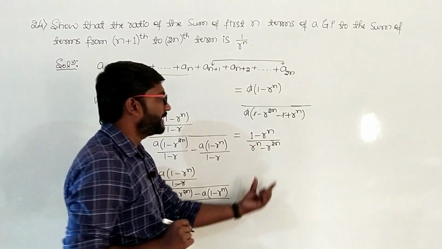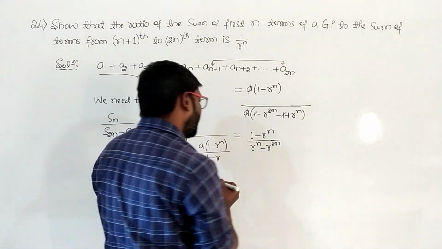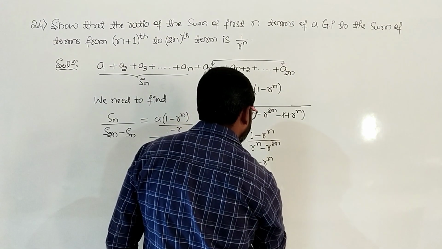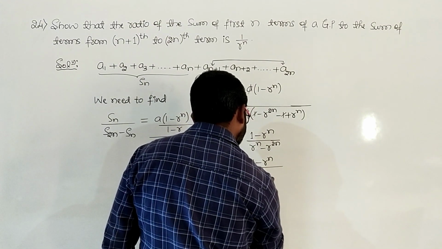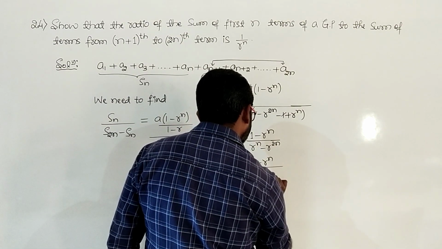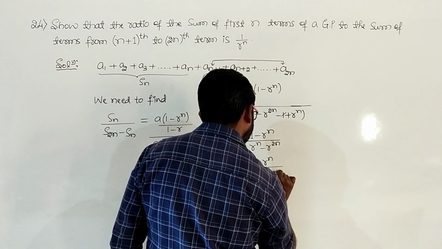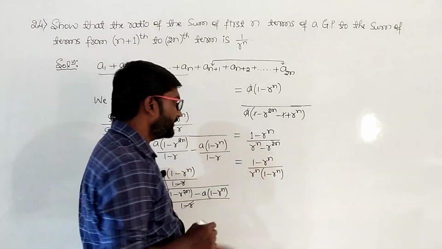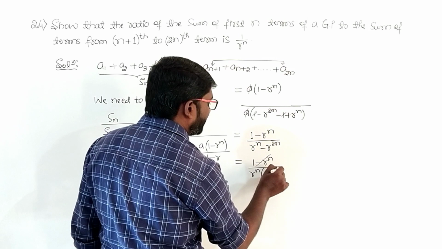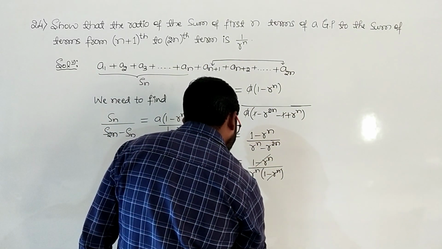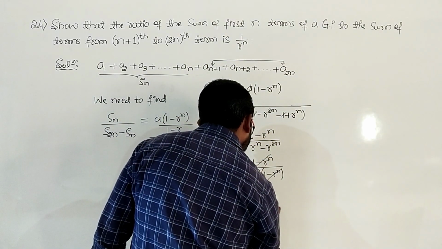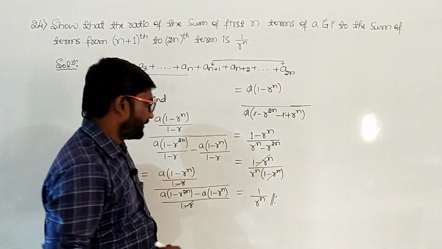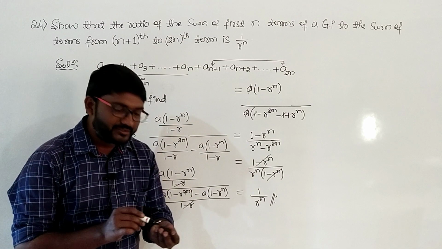So in the denominator we can take r raised to n common. Here 1 minus r to the power n as it is, then in the denominator we take r raised to n common, I get 1 minus r raised to n. R raised to n into r raised to n will be r raised to 2n. So now 1 minus r raised to n and 1 minus r raised to n get cancelled. Write the remaining term, that is going to be 1 divided by r to the power n. So this is the required answer for the 24th problem.